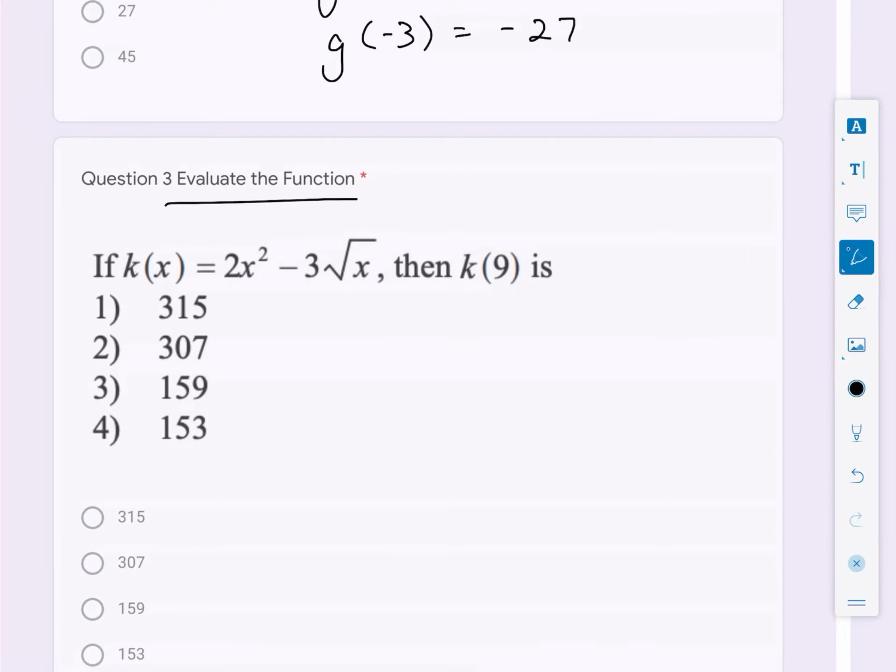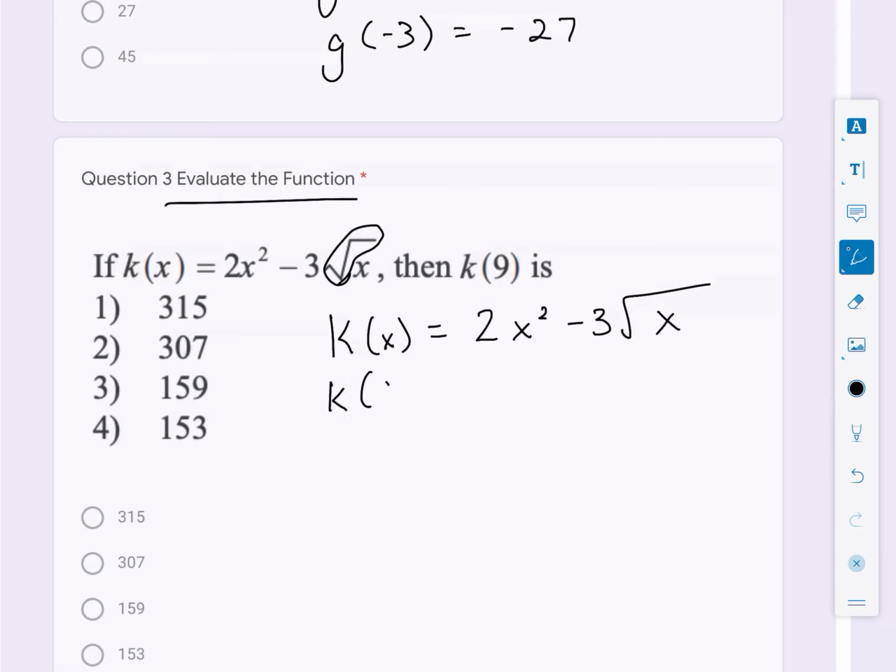Question 3 is also an evaluation of the function. This time we have the function k of x, where it's equal to 2x squared minus 3 times the square root of x. And if you didn't know, that is the square root symbol. It's located on your calculator above the squared button. But we want to evaluate it for when x is equal to 9. Therefore, I'll substitute a 9 in for every x I see. And believe it or not, this step you can type right into your calculator and get an answer.